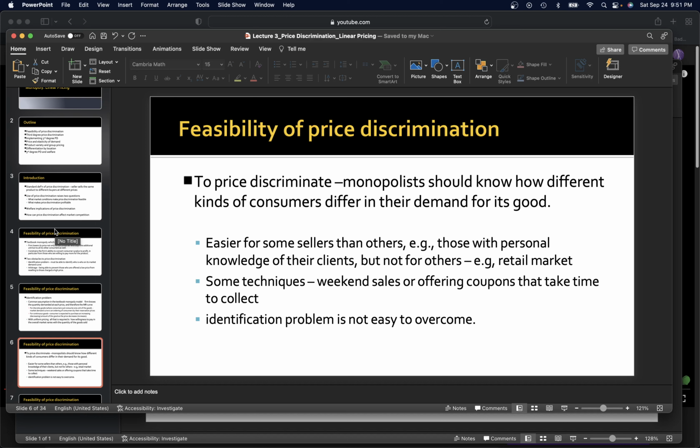Okay, it's easier for some sellers than others, especially those with personal knowledge of the clients, but not for others. There are some conducts that enable firms to identify what kind of consumer they're dealing with, such as weekend sales or offering coupons. These sorts of devices to separate types is something that we'll be talking about after this lecture, but not yet.